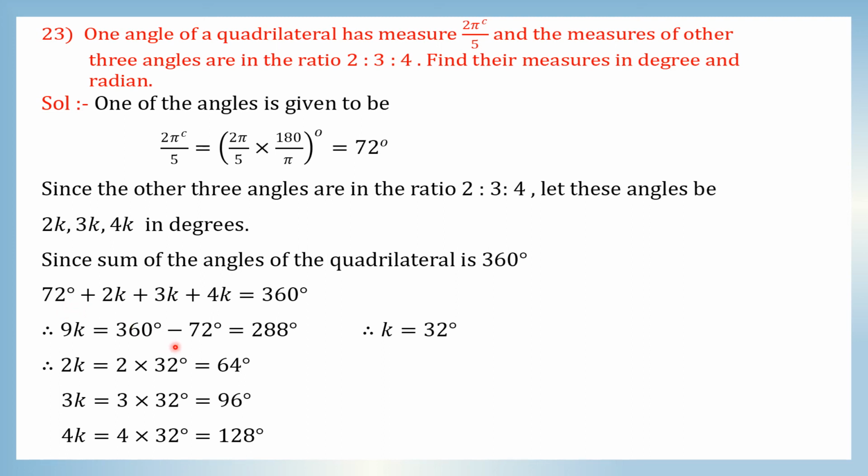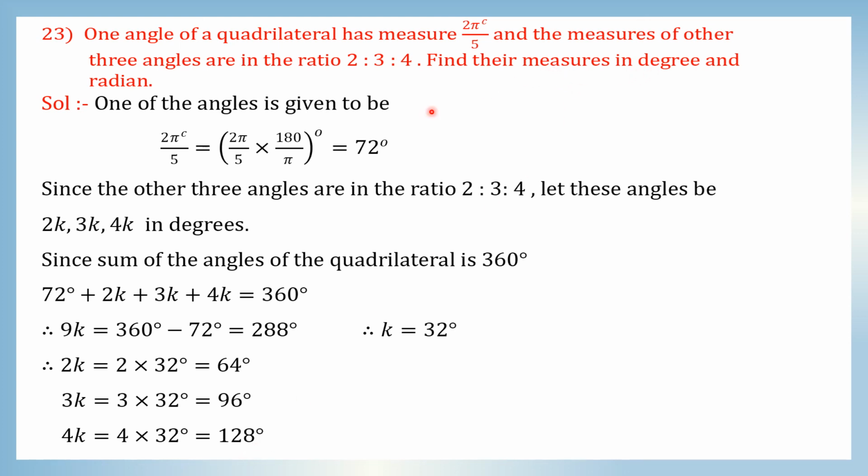Take 72 degree on RHS, then minus 72 degree. Here is subtraction, 360 degree minus 72 degree equal to 288 degree. We find the value of k equal to 288 degree divided by 9. We get k equal to 32 degree. Put the value of k in these angles, then the angle 2k equal to 2 into 32 degree equal to 64 degree. Other angle 3k equal to 3 into 32 degree equal to 96 degree. Also 4k equal to 4 into 32 degree equal to 128 degree.